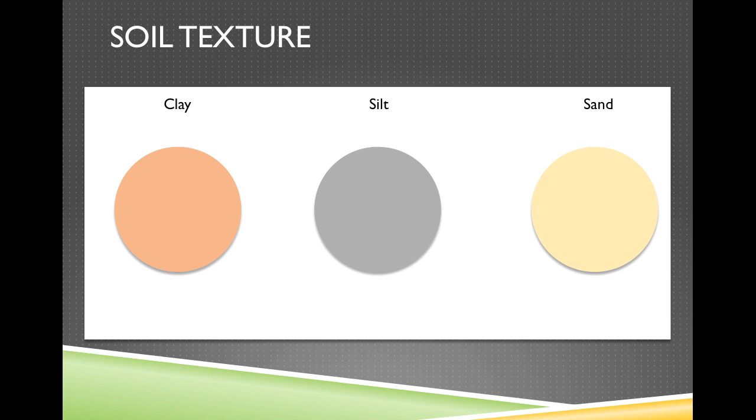Soil texture is determined by the content of clay, silt, and sand that is present in a soil sample. Clay is the smallest of the soil particles and is the most weathered. Silt is a medium-sized soil particle, and sand is the largest. Sand is the least weathered of all soil particles.